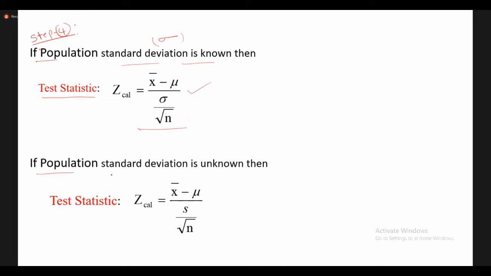If population standard deviation sigma is unknown, then the test statistic Z calculated is x bar minus mu by s by root n. Just replace population standard deviation with random sample standard deviation. We'll use these formulas for test statistic.